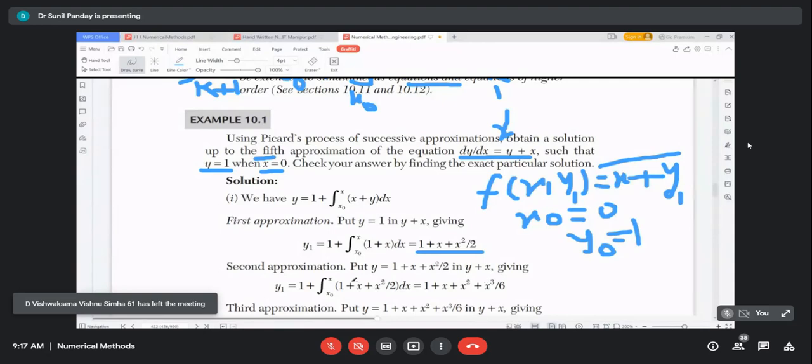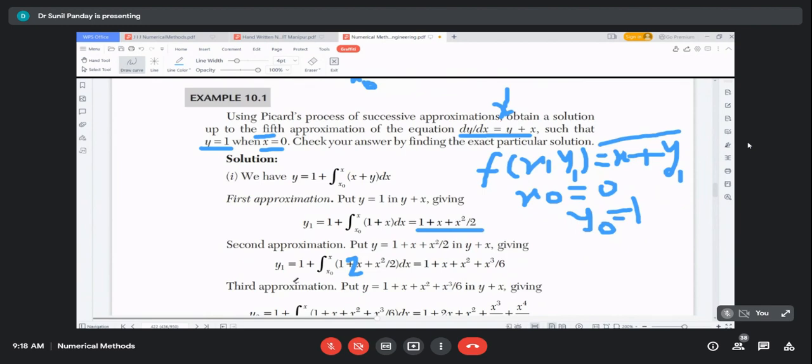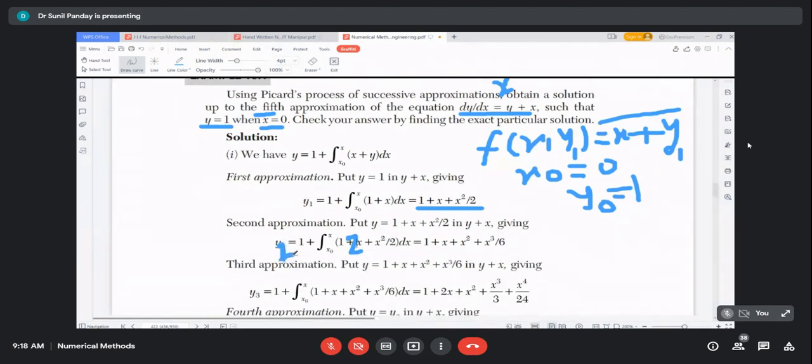Actually, they have missed a 2 here. If we add this x to this x, we get 2x. So 1 plus 2x plus x square by 2, and then it is the second approximation. Here is also 2. So y2 is equal to y naught plus the integral from x naught to x of 1 plus 2x plus x square by 2. The integration of 1 is x, and the integration of 2x is x square, so this 2 will cancel out.